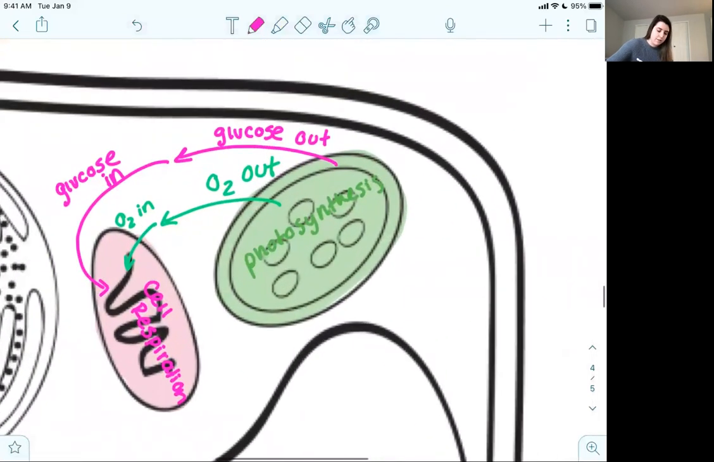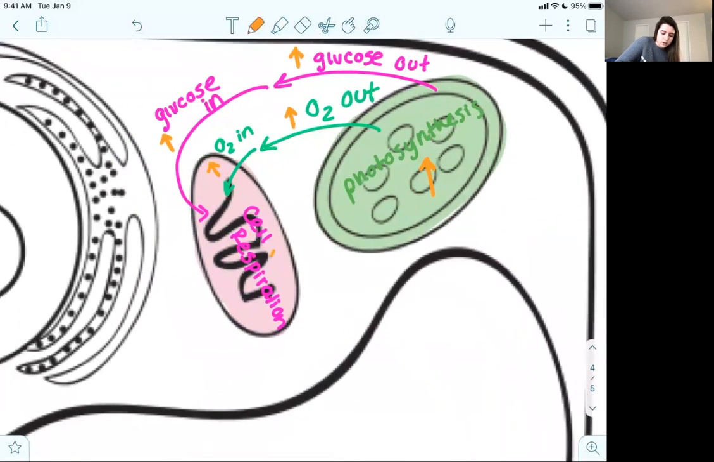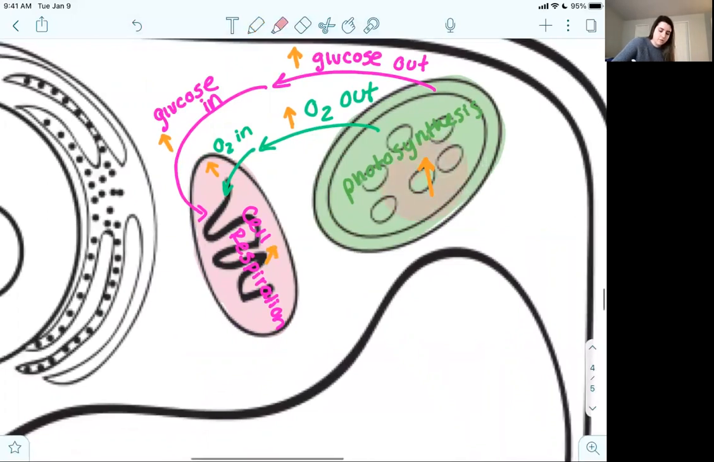That also means that if we increase the rate of photosynthesis, we are increasing the rate of glucose and oxygen out, which means we are increasing the rate of glucose and oxygen into the mitochondria, which means we are increasing the rate of cellular respiration. Okay, so by increasing photosynthesis, we are increasing cellular respiration.